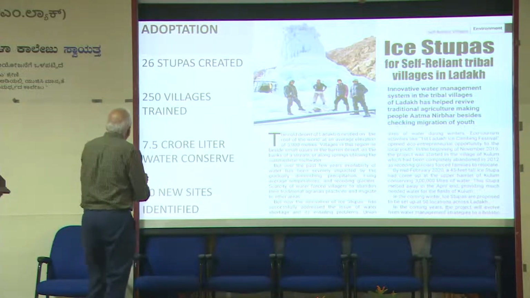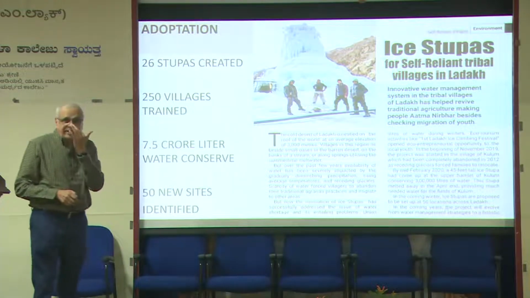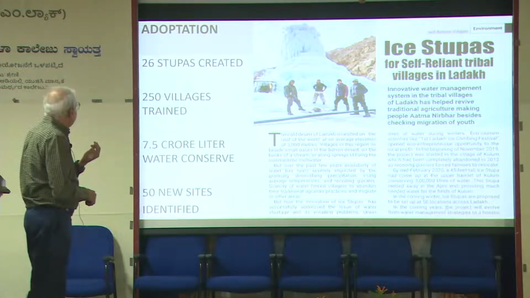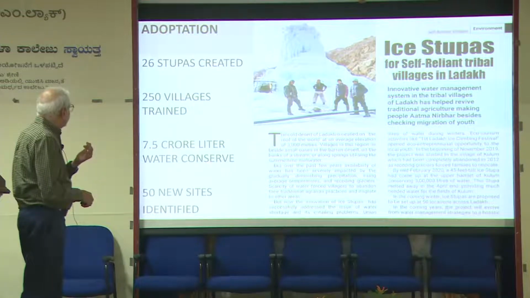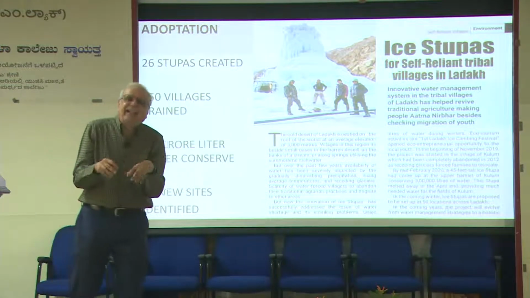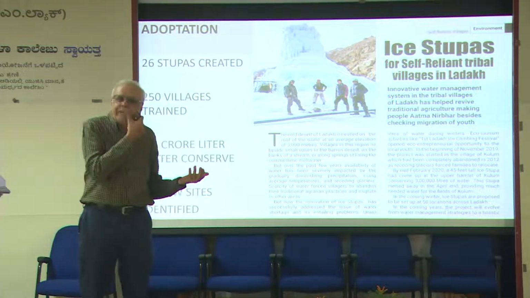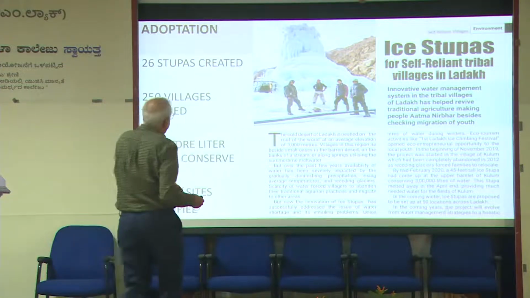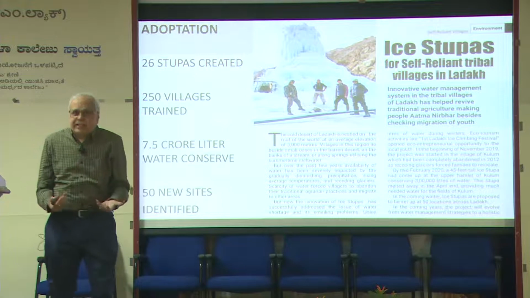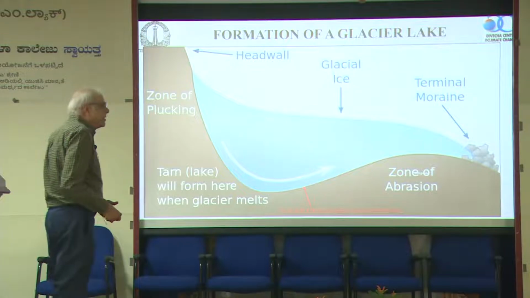So now almost 26 such stupas have been created in Ladakh. The latest Government of India publication suggests that 250 villages are fed, 7.5 crore liters of water conserved, and 50 new sites identified. But it is not necessary that this is successful everywhere. A huge amount of science needs to go into understanding that. This might be successful in Leh Ladakh, but it may not be successful in Sikkim because of the different climatic conditions. So we have to understand all these things, and a lot of investigation is being done.